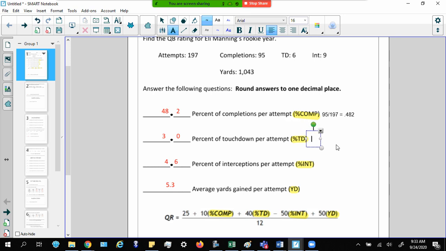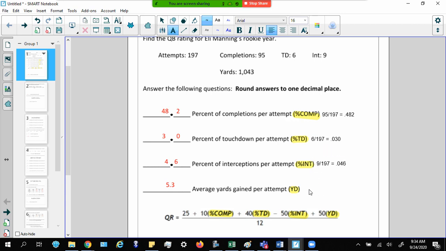So touchdowns, we're going to take touchdowns and divide that by the attempts, and you're going to get 0.030. But remember, you move the decimal two places over. The interceptions: we had 9 interceptions divided by 197, and that's going to give us 0.046, but again, move the decimal two places over.